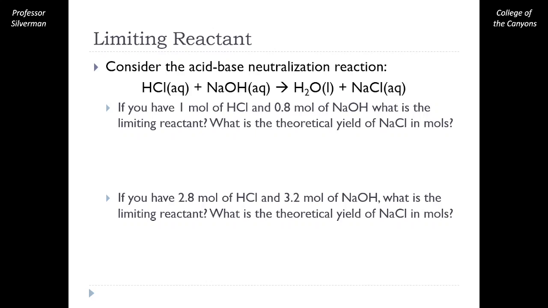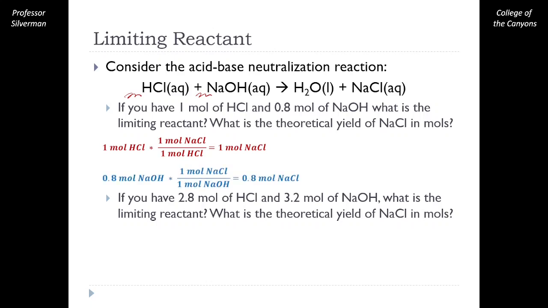If we have 1 mole of HCl and 0.8 moles of NaOH, we need to have them in a 1-to-1 ratio. And in this case, we don't. So based on what we can make, our 0.8 moles of sodium chloride is our theoretical yield, and our 0.8 moles of sodium hydroxide is our limiting reactant.